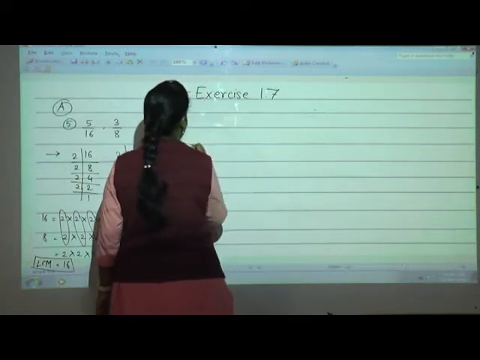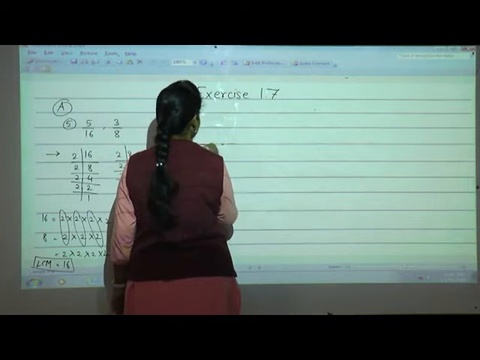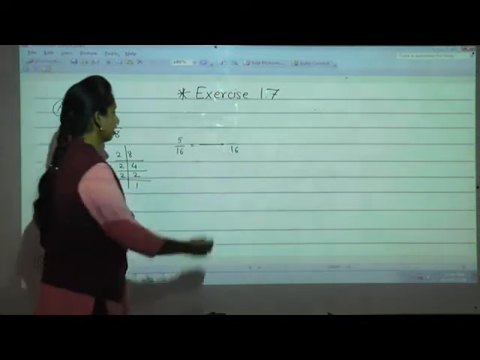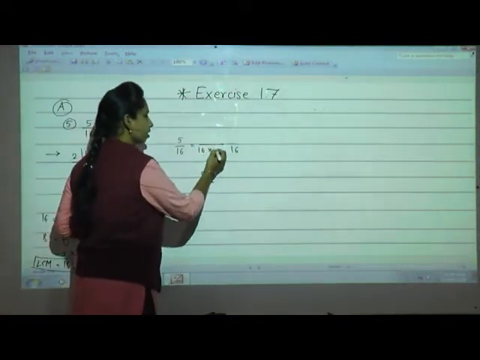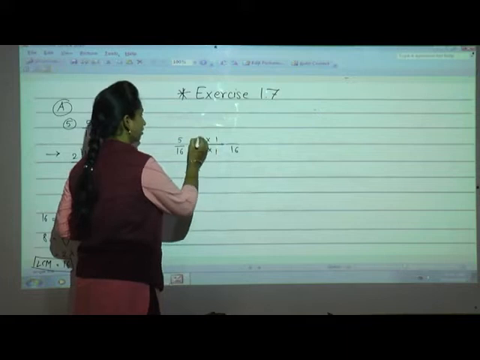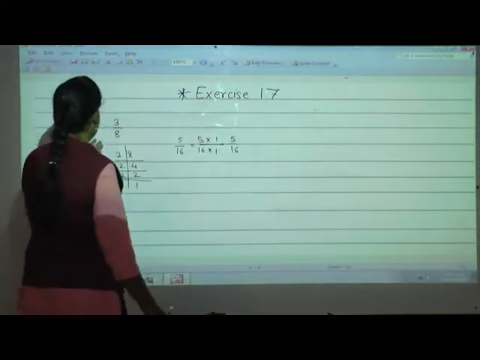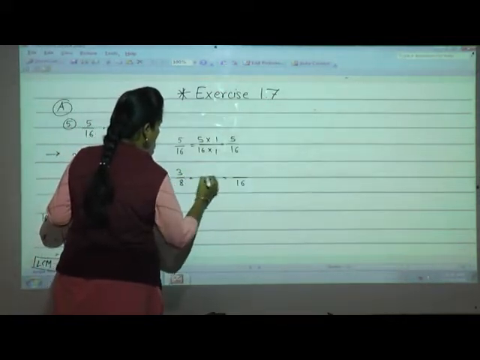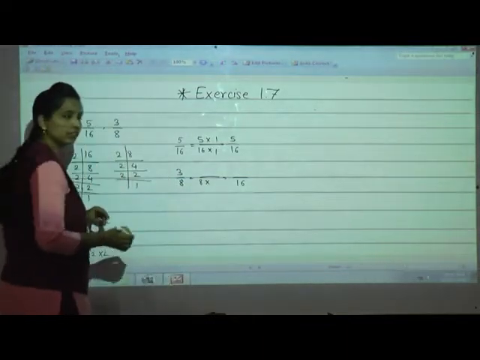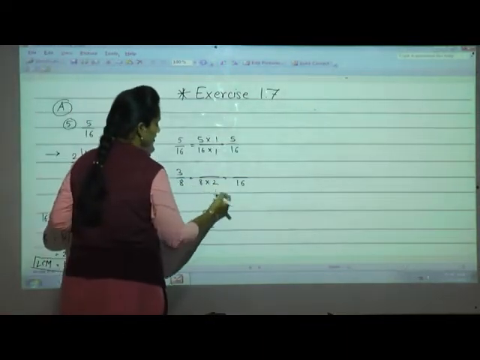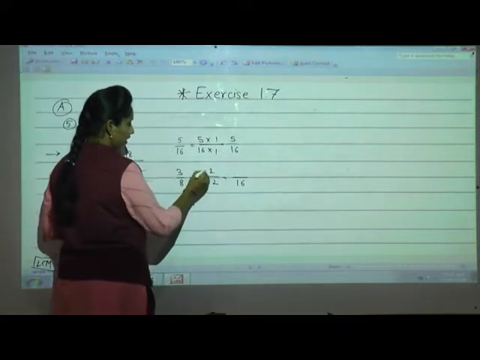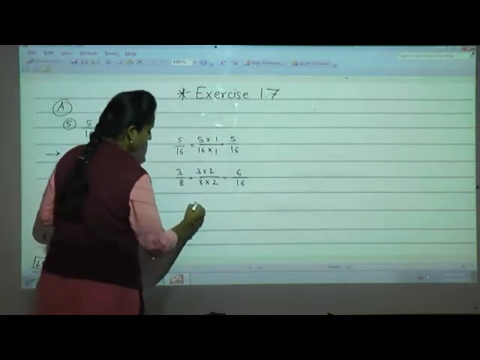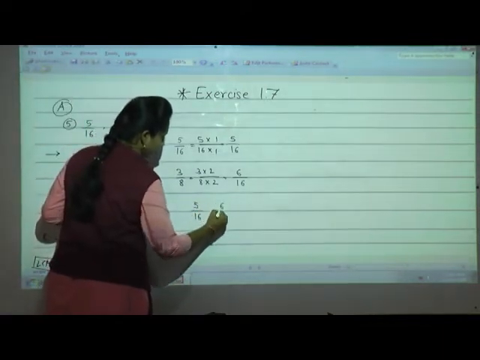5 upon 16. Now see here, in the place of denominator what should come? 16, because LCM is 16. Now 16 multiplied by what is 16? 1. So here also 1. So here 5 as it is. 5 1's are 5. The next number, 3 upon 8. Here should come 16. So 8 multiplied by what is 16? 8 2's are 16. 2 here means take 2 here also, and 3 as it is. 3 2's are 6. Now we got the fractions 5 upon 16 and 6 upon 16.